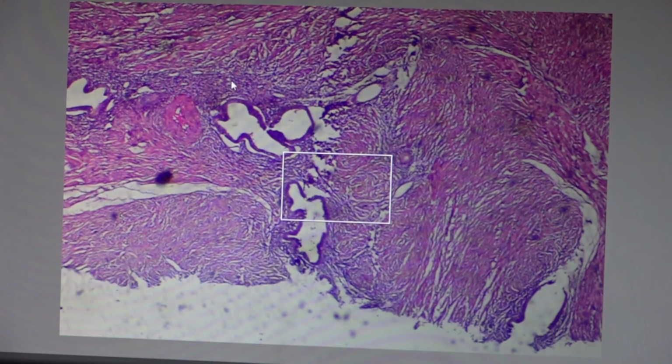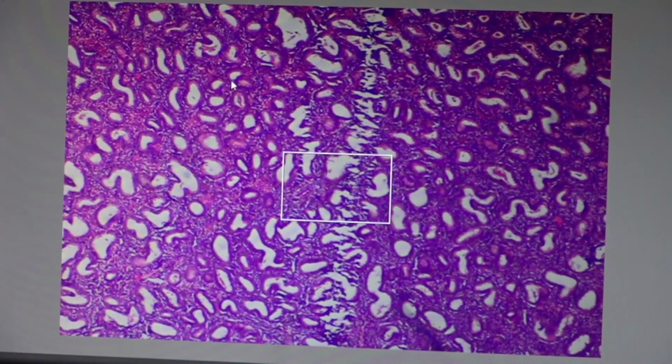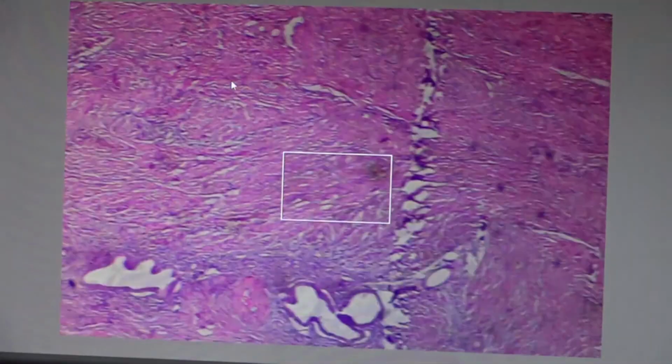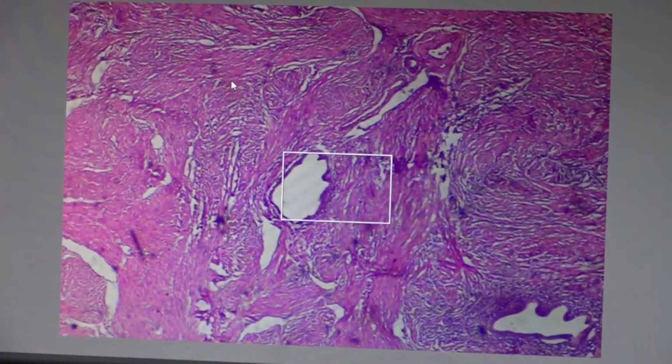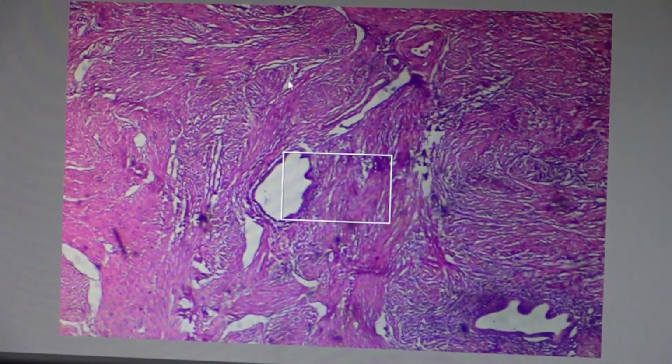This is the endometrium, and these glands are far away from the endometrium. This is called adenomyosis. Endometrial glands with stroma, and this is the endometrial stroma. This is the smooth muscle. There is also no atypia, no abnormal mitotic activity.